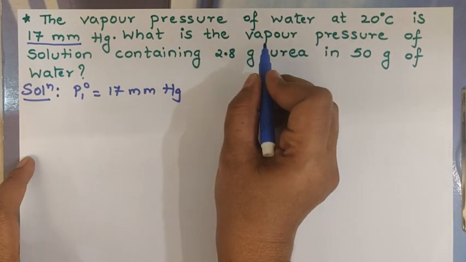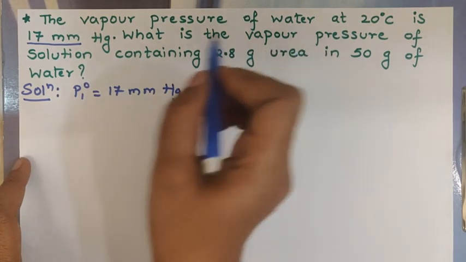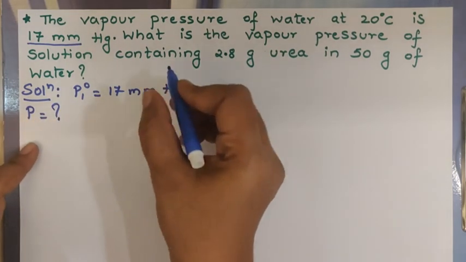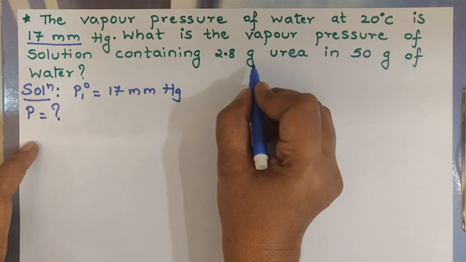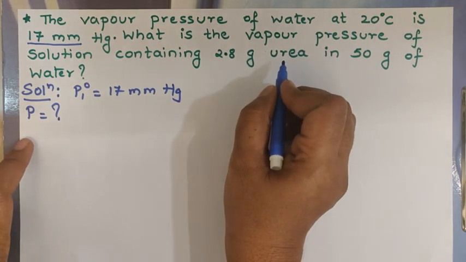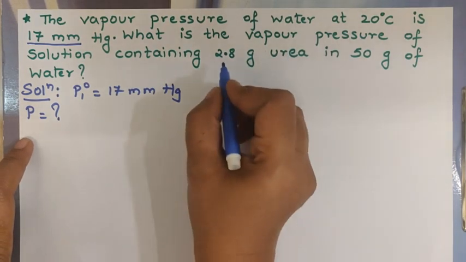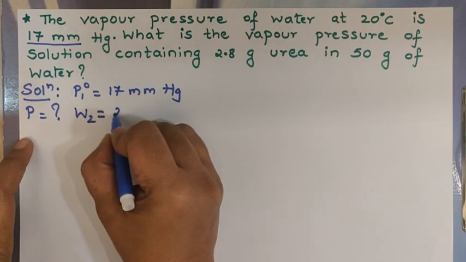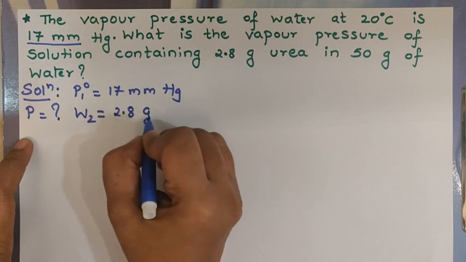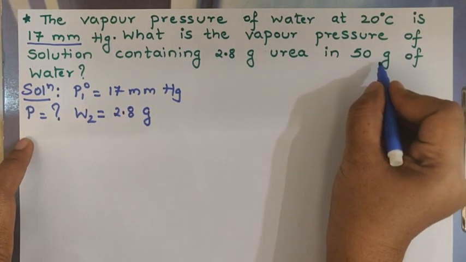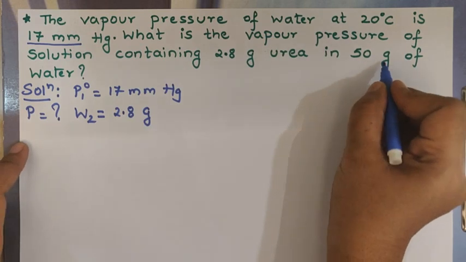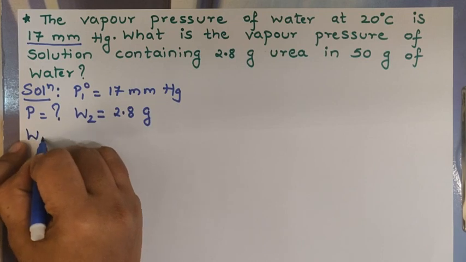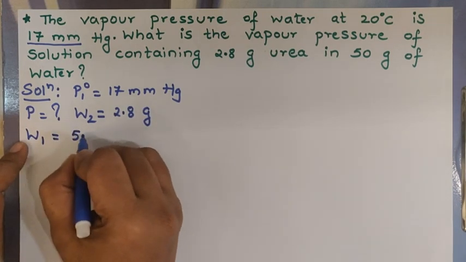What is the vapor pressure of solution? Solution means we have to find out P equals question mark. Containing 2.8 grams of urea. Now urea must be the solute, and mass of the solute is written as W2. This is equal to 2.8 grams in 50 grams of water. 50 grams means this must be the mass of the solvent, which is written as W1 is equal to 50 grams.